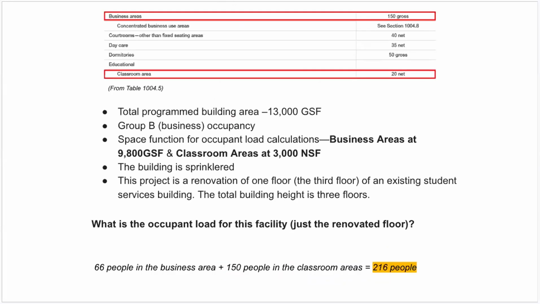All right, folks, just showing the answer real quick here to the opening question. We included a code excerpt in the email, but the occupant load for this facility was 216 people.